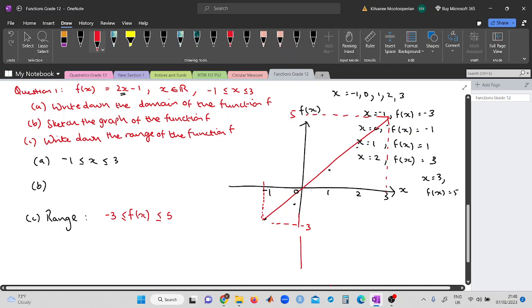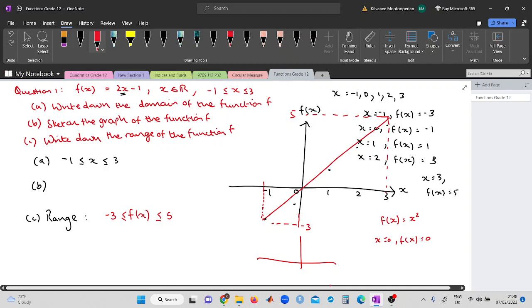Par exemple, il dit: sketch the curve f of x equals x squared. Je mets quand x égale 0, f of x will be equal to 0. When x equals 1, f of x will be equal to 1. When x equals minus 1, f of x will be equal to 1, pareil.